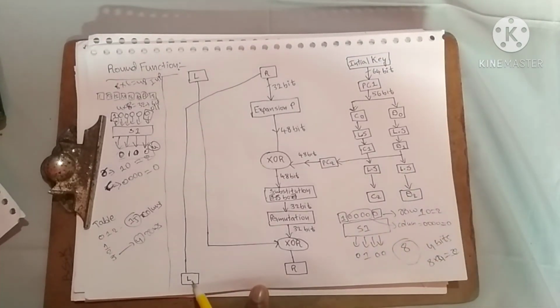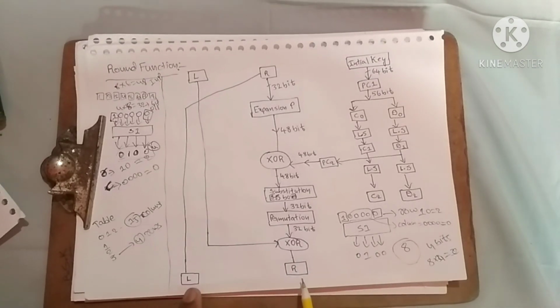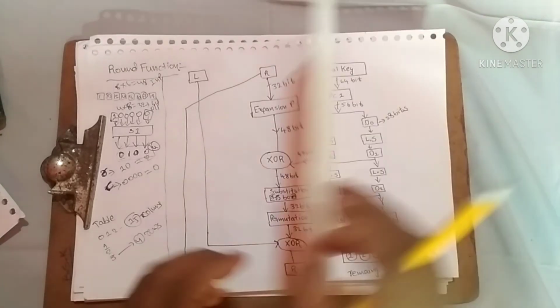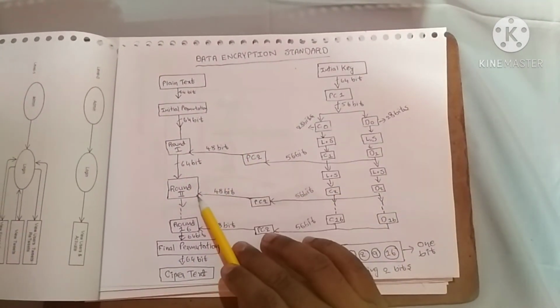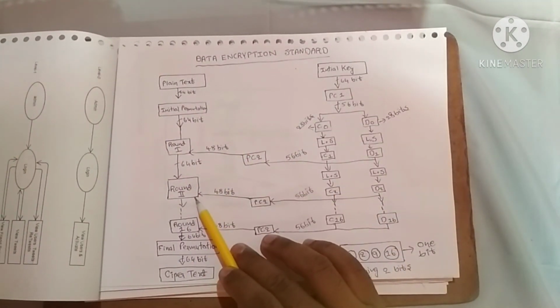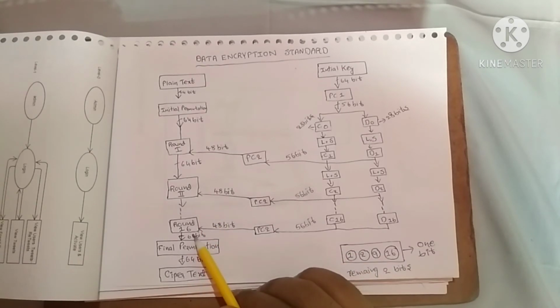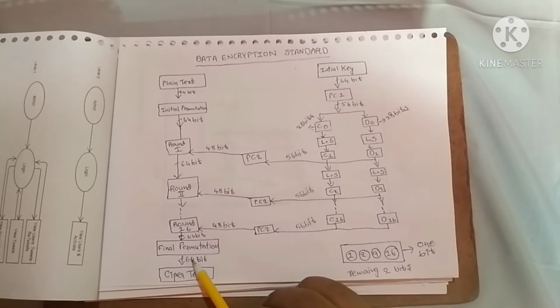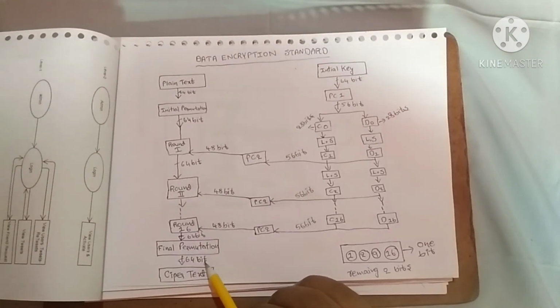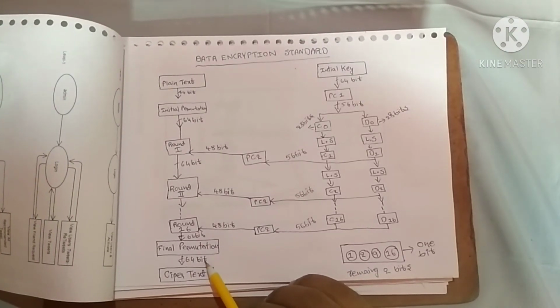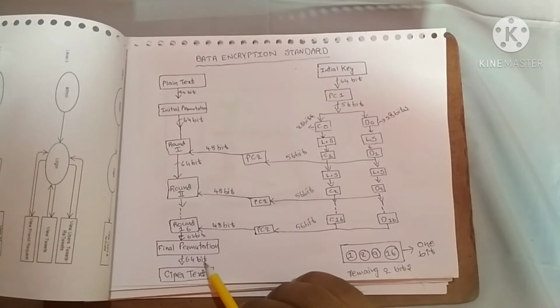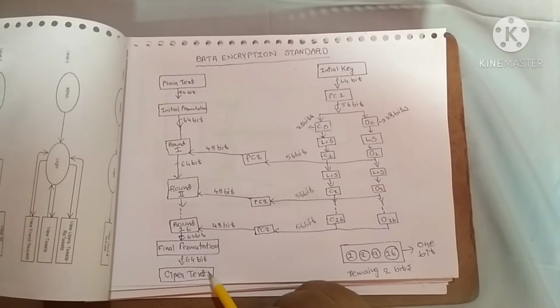Then these output left plain text value and right plain text value are given as input to the next step, round 2. Okay, this is round 2. Then after round 2 it gives an output that is input to the next round. So it will be repeated until round 16. After that it gives the final permutation. After that the 64 bit ciphertext will be produced.